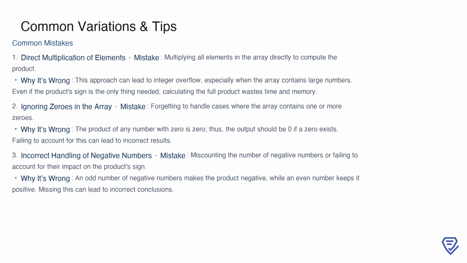Another mistake is ignoring zeros in the array. Remember, if the array contains even one zero, the product is 0, and failing to account for this can lead to an incorrect output. Additionally, mishandling negative numbers is another frequent issue. You need to carefully count how many negative numbers are in the array because an odd count results in a negative product, while an even count keeps the product positive. Miscounting or overlooking this can easily lead to errors in the result.